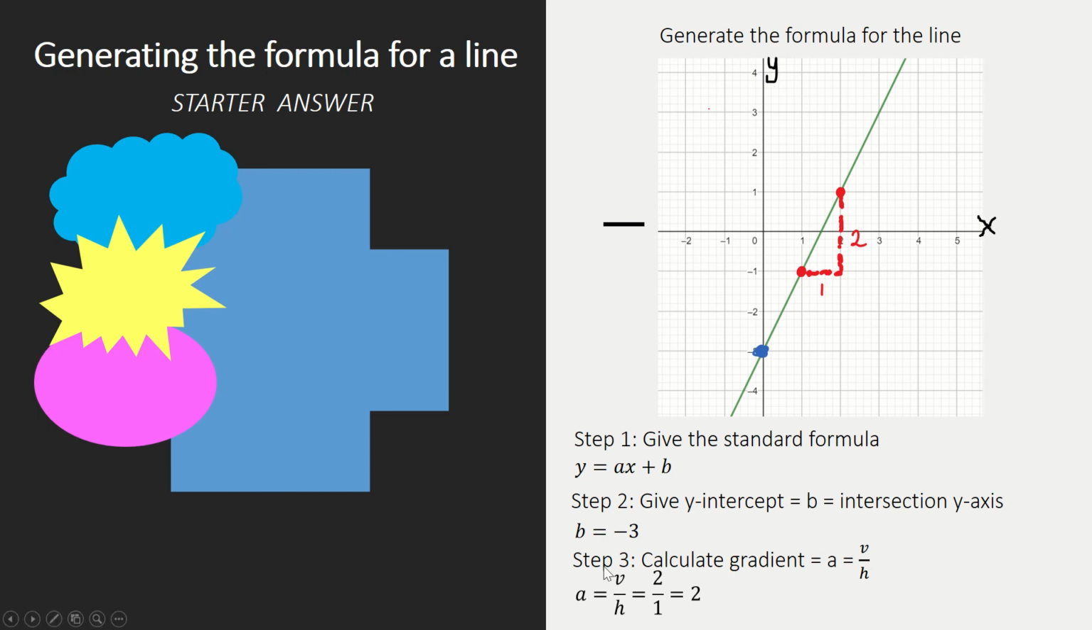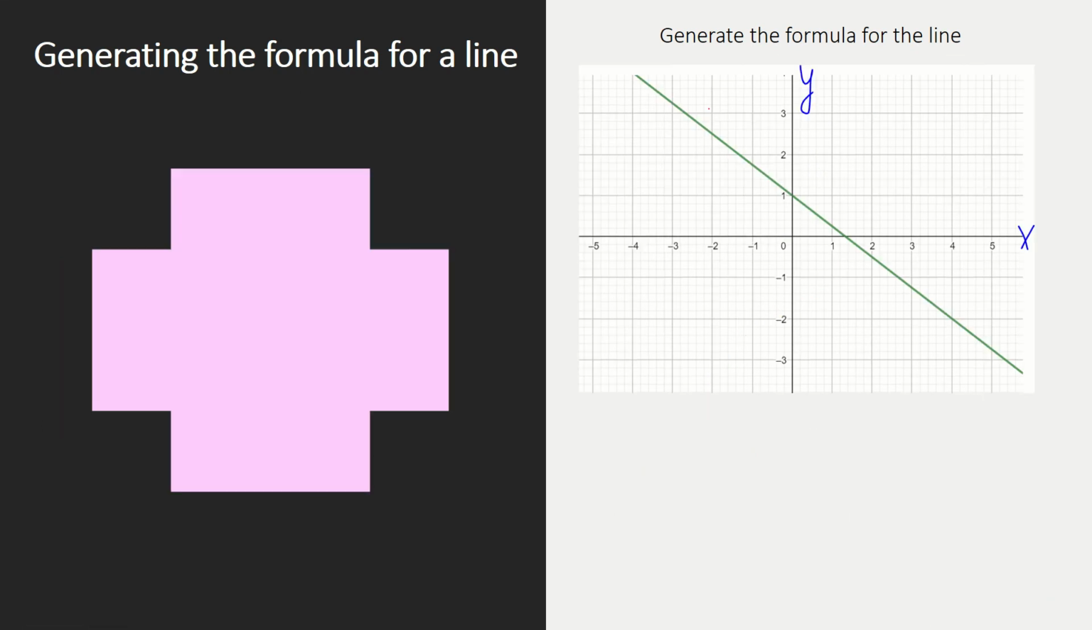Then we have our a, we have our b, and we have our standard formula. So the only thing that we still need to do is to fill it in. So the 2 instead of the a, and the minus 3 instead of the b. So we get y equals 2x minus 3. Alright, another example.